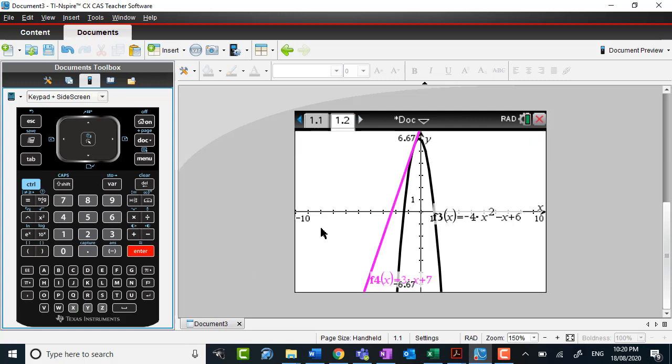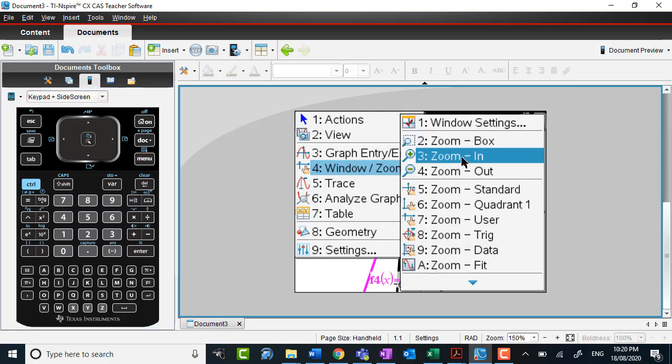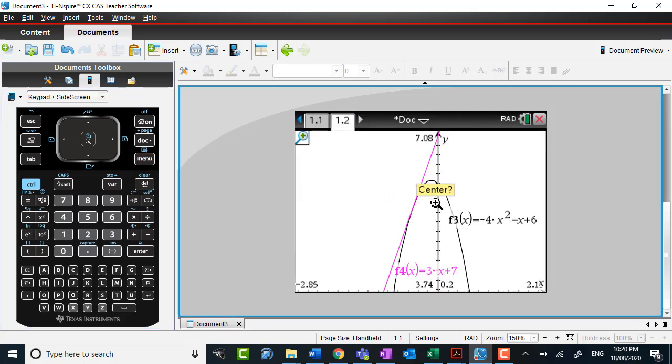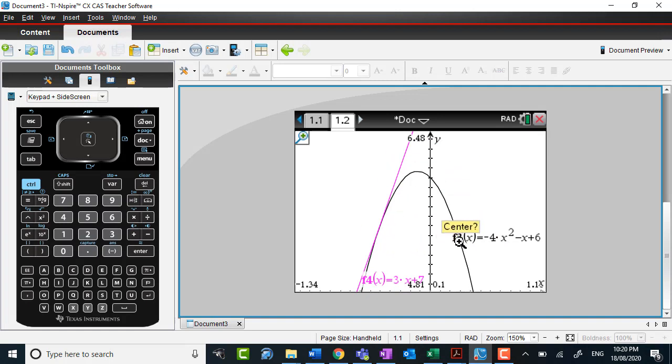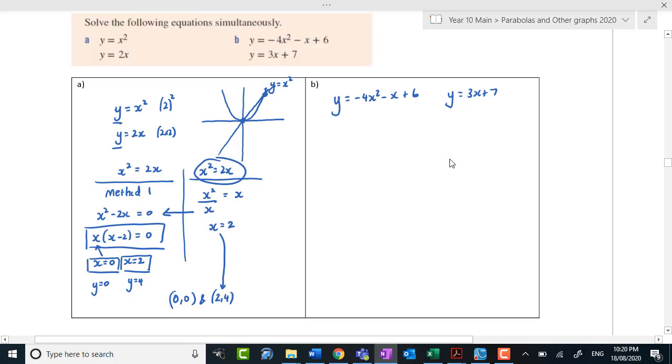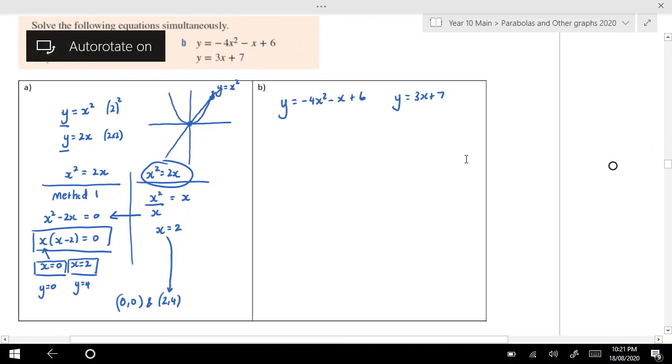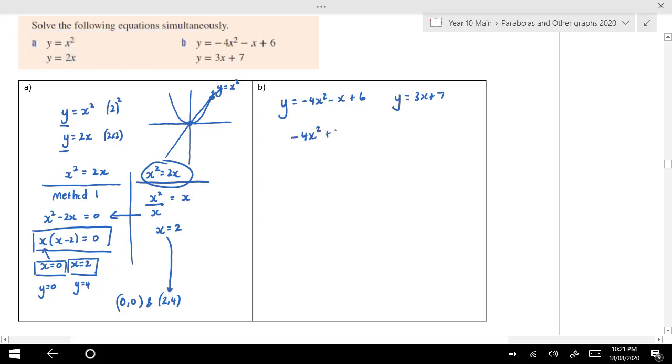So we can see, well, look at that. If I zoom in a little bit, it looks like it only touches at 1 point. That's interesting. Keep a mental note of that, because if we do it by hand, we should hopefully be able to show you why that's the case. All right, so let's set the right-hand sides of the equations equal, because they both share the same y value.